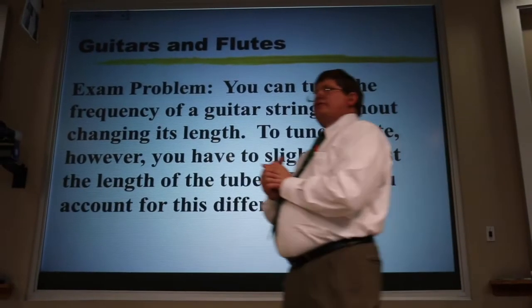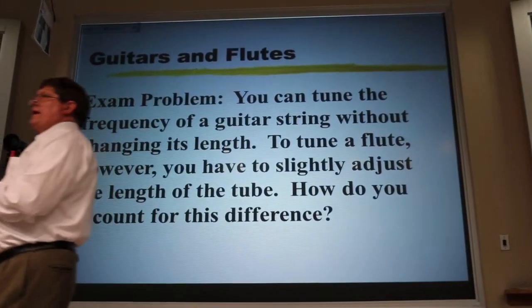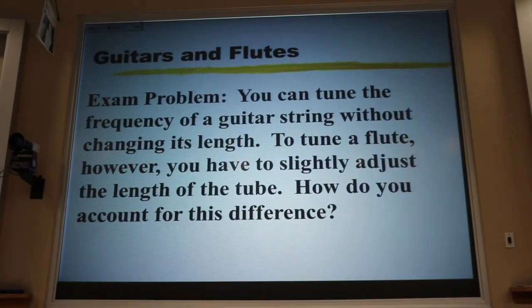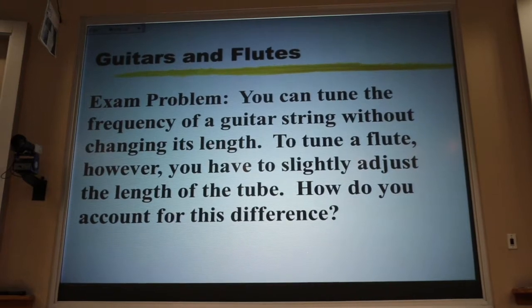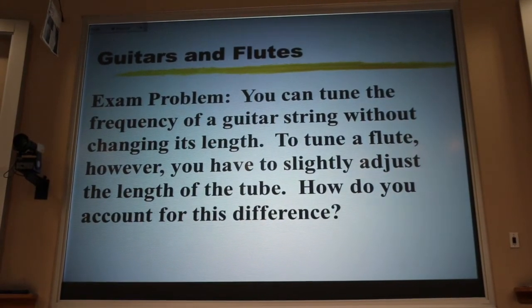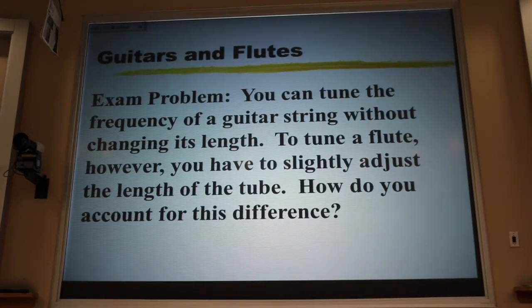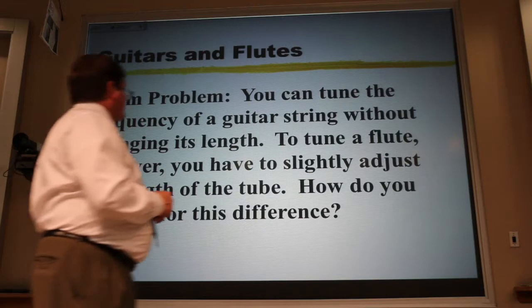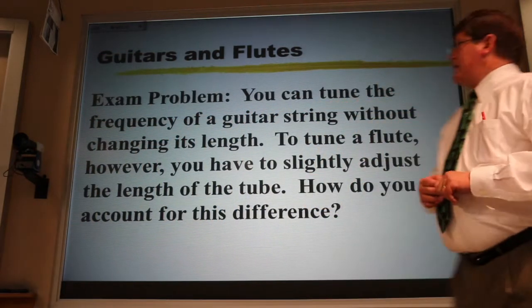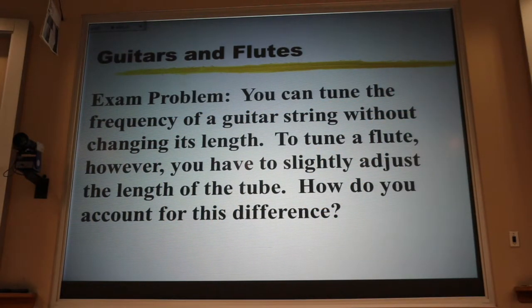I'd like to talk about this exam question. I put it on an exam many years ago, thinking that it would be a gimme, that everyone would get it right, that it would be very easy. The question is: you can tune the frequency of a guitar string without changing its length. To tune a flute, however, you have to slightly adjust the length of the tube. How do you account for this difference?